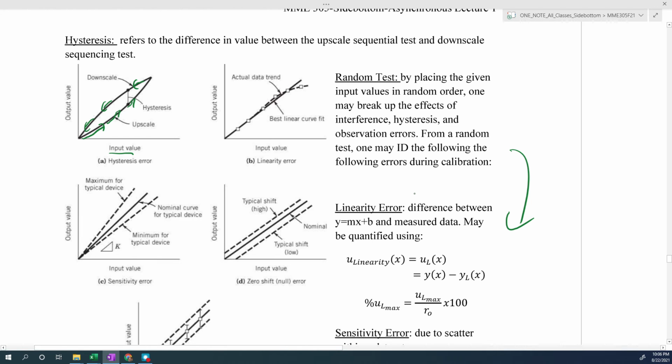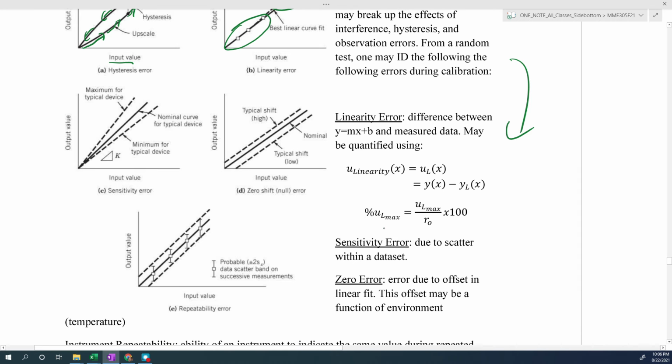Additional errors that are often reported with different transducers include linearity error, which says that the trend you have over a particular range may be linear, but over a later range is nonlinear. The difference between the curve fit and the actual data gives you your linearity error. You can use this equation to determine the uncertainty in linearity and the percentage of the uncertainty of linearity. Sensitivity error is due to scatter within a data set.